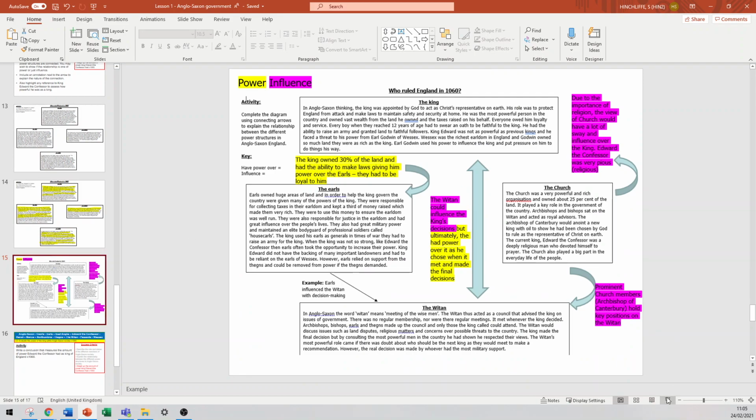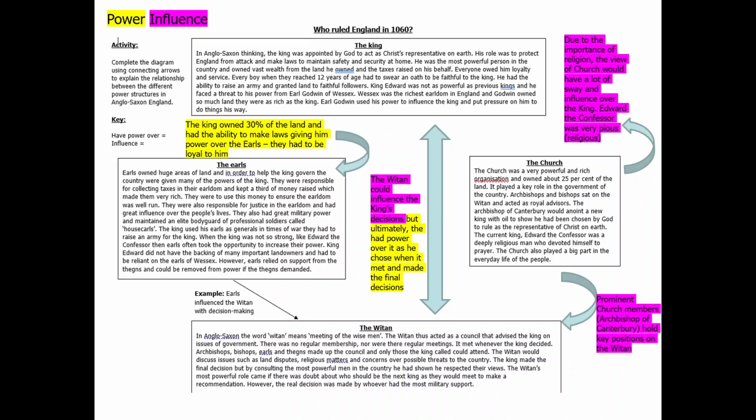Okay, so this example here, I haven't highlighted all the information within, but please make sure you do that. Please make sure you read and understand who is who here. But I've just got a few examples from earlier. Due to the importance of religion, the view of the church would have a sway of influence over the king. Edward the Confessor was very pious. So that's the other way I've said that the church are having influence over the king.